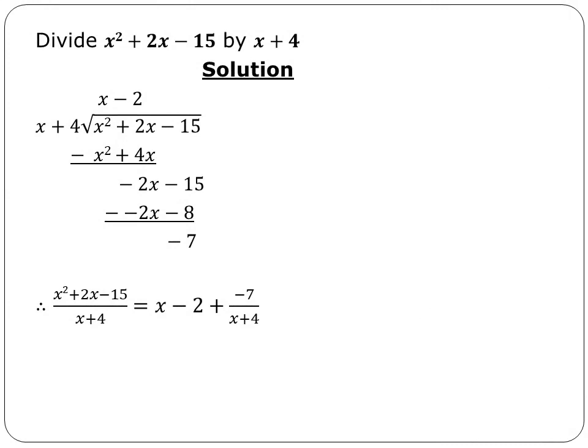The third question says divide x squared plus 2x minus 15 by x plus 4. So a quick check reveals that our fraction is an improper fraction where the degree of the numerator is 2 and that of the denominator is 1. So we can proceed. The divisor stays outside, the dividend stays inside the long division symbol.